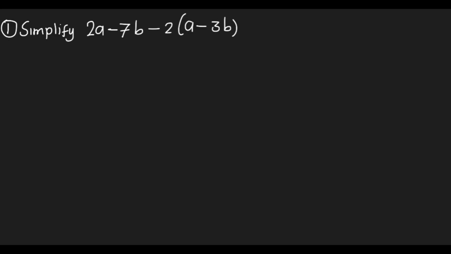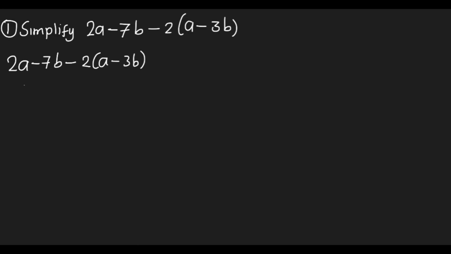In this video, we are going to look at some questions from Mathematics Paper 1 for the year 2017. Now, this paper was written by the GCE candidates. Now, let's look at the first question. Simplify 2a minus 7b minus 2 open brackets a minus 3b.